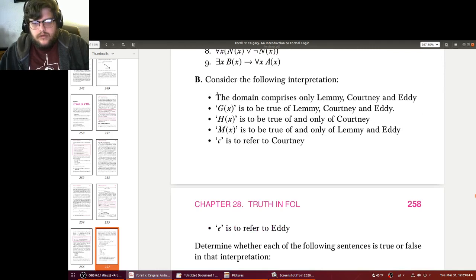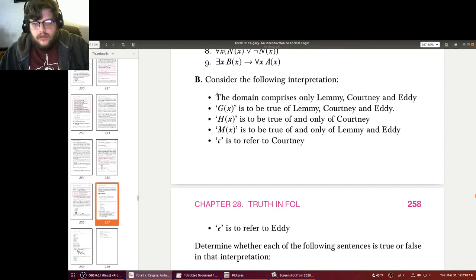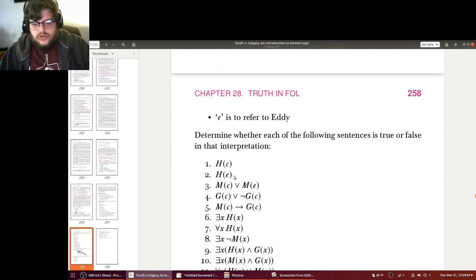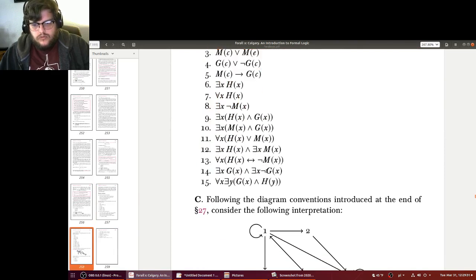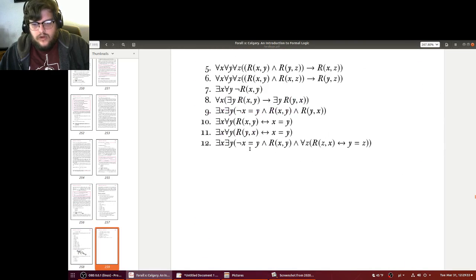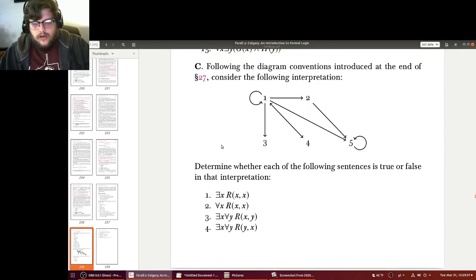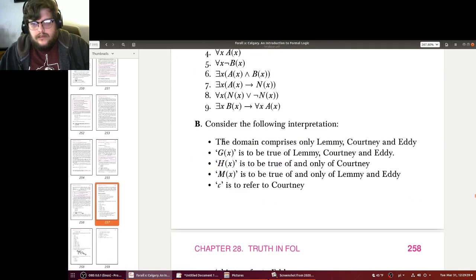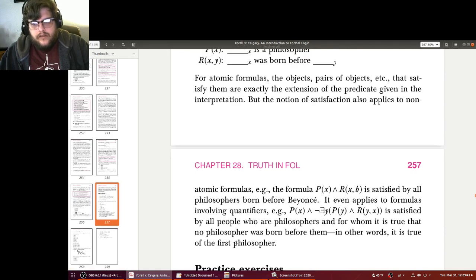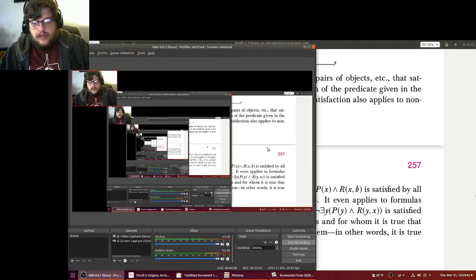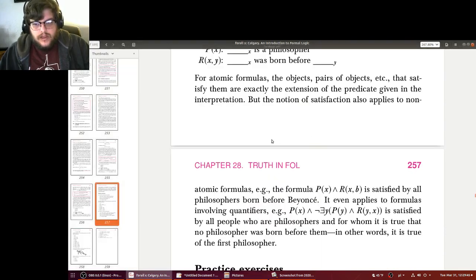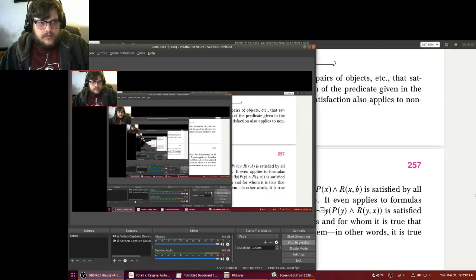For example, here's a problem where they give us an interpretation. They ask if these things are true. They give us a diagram for an interpretation and so on, and they ask, are these things true? Your intuitive idea of for all meaning for all things in the domain, and exists meaning there's at least one thing in the domain, if you work with that, you'll be okay. All right? So that's all I got for this chapter.